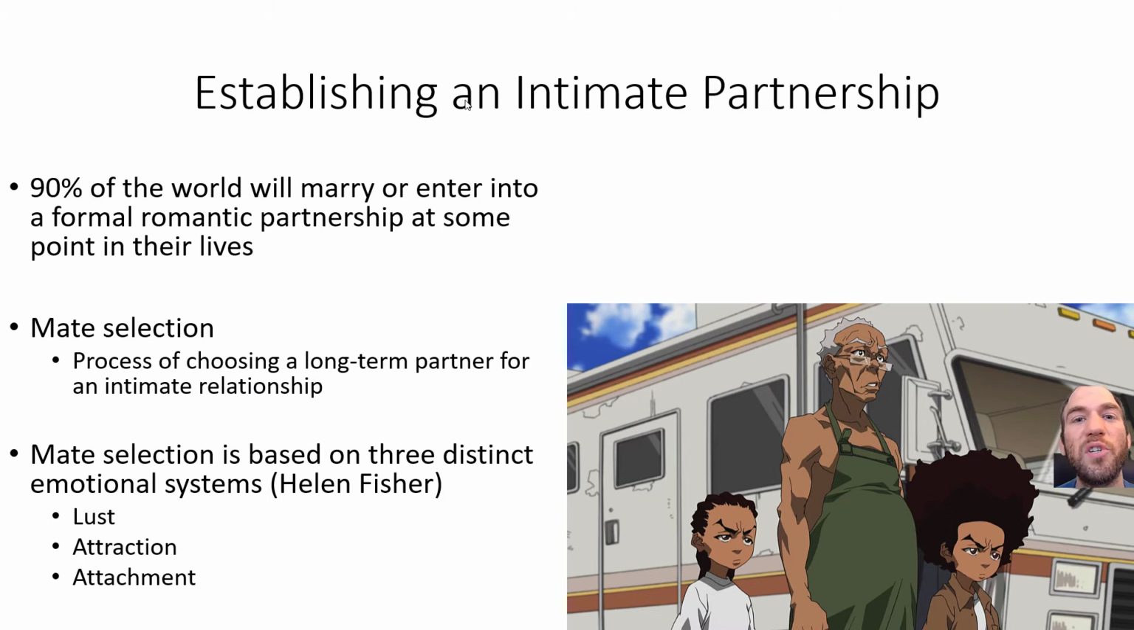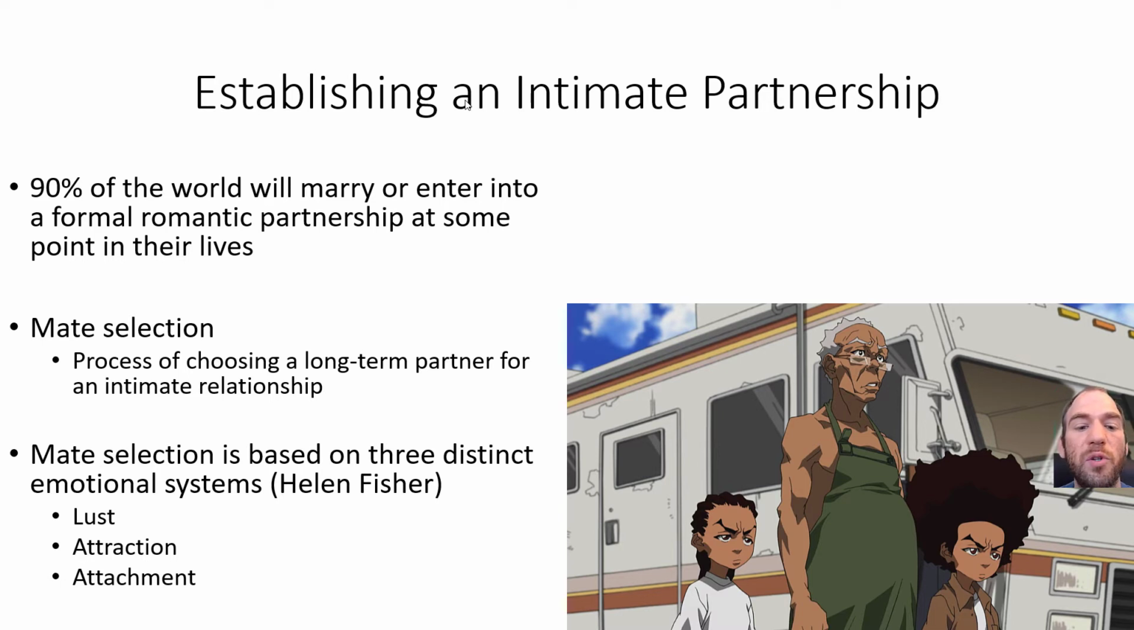Okay, so we established the role of social relationships, the importance of social relationships, some social reasons why, some evolutionary reasons why. We've demonstrated some empirical evidence. Now let's get into a different form of social relationships, and that is intimate partnerships. 90% of the world will marry or enter into a formal romantic partnership at some point in their lives. Mate selection is the process of choosing a long-term partner for an intimate relationship.